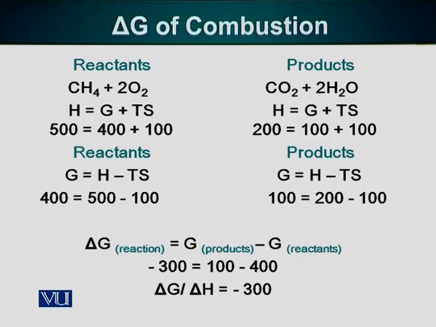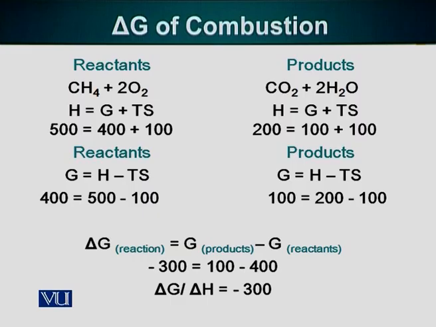So after this reaction, methane is burned, combustion occurs, and as products, carbon dioxide and water are produced. Now let's look at the total energy of the system. The total energy of the system has gone down 300 units. From 500 it has gone down to 200.